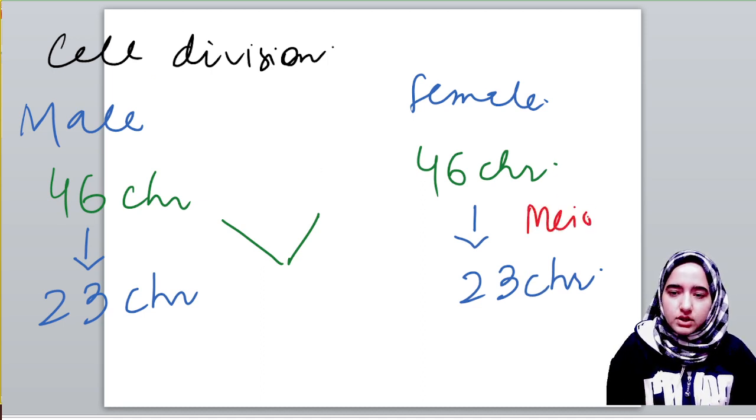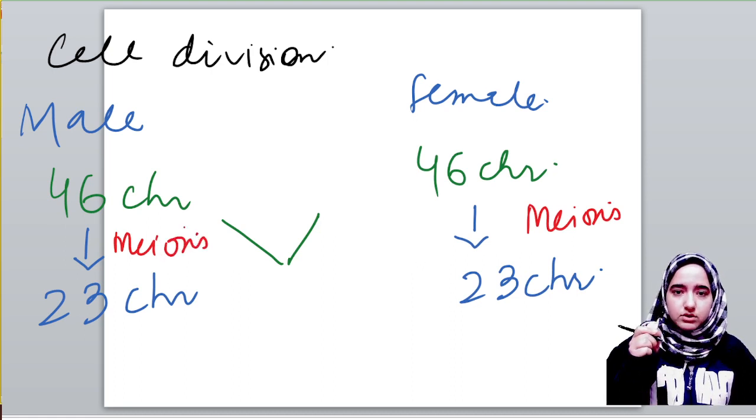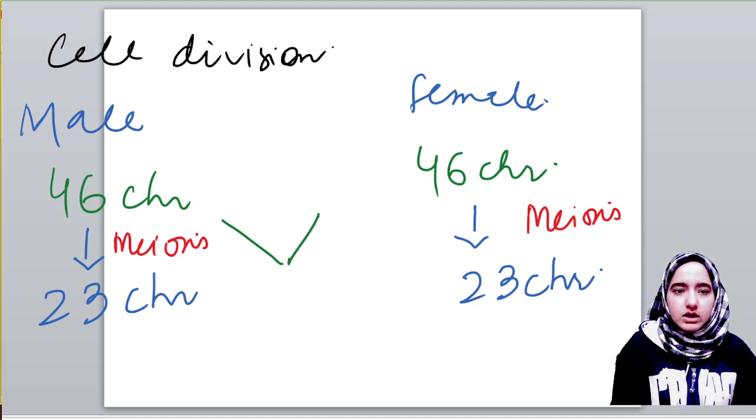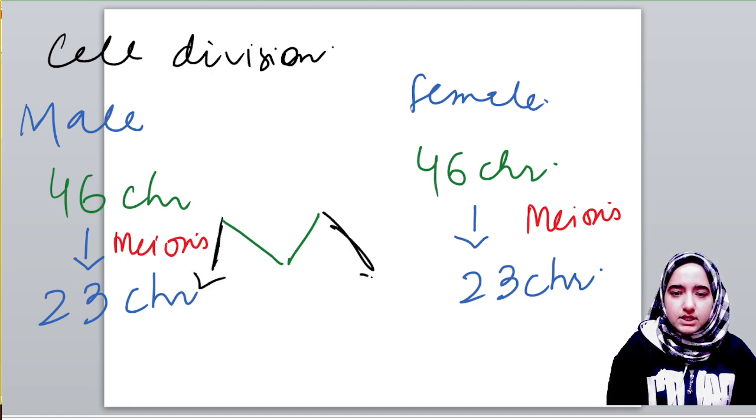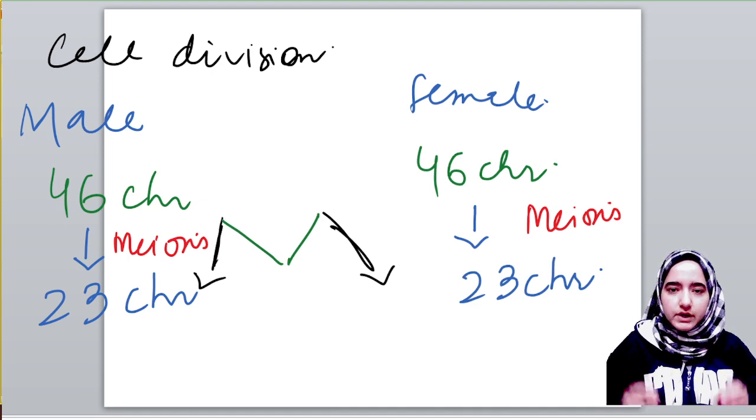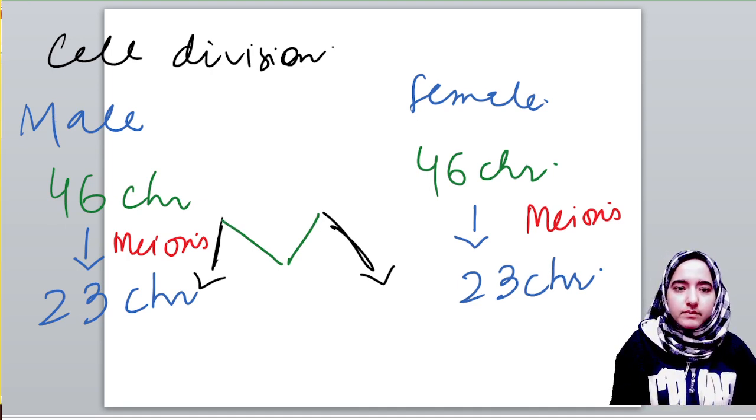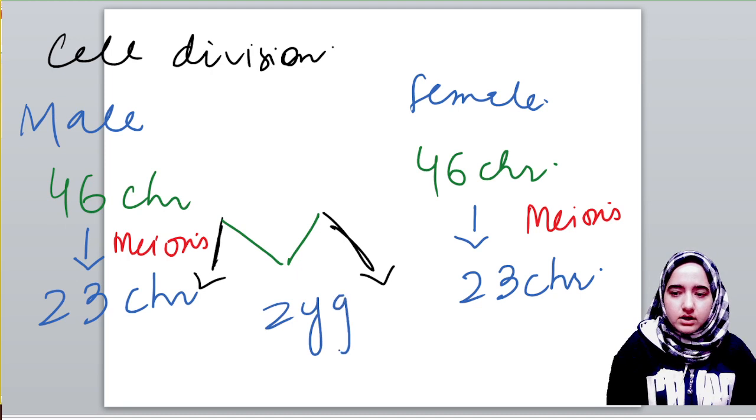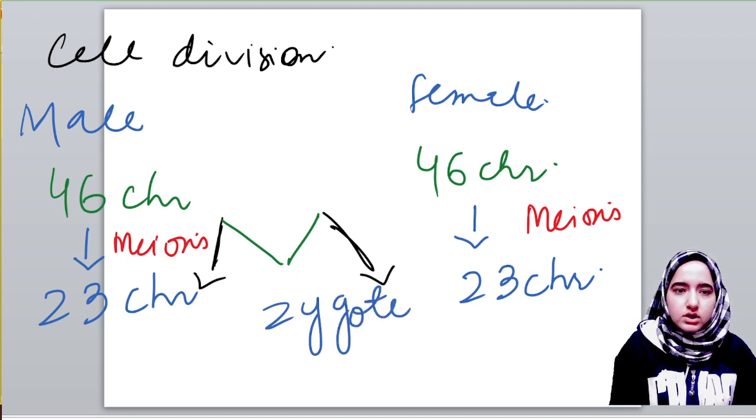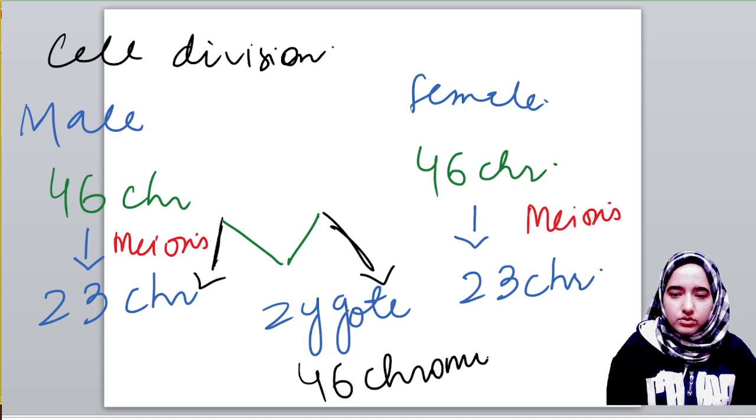Meiosis is the reduction division. After meiosis, the chromosome number becomes half. And after fusion, what will happen? These 23 chromosomes and these 23 chromosomes will fuse together and form a zygote, which will have 46 chromosomes. I hope this concept is clear.